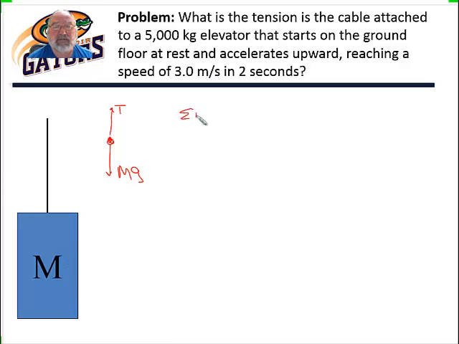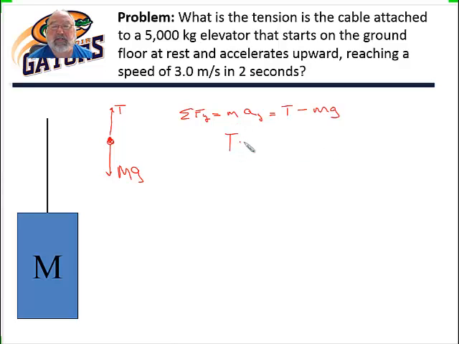Sum of the forces in the y direction is equal to the mass of the elevator times the acceleration of the elevator in the y direction. And that's equal to forces up minus forces down. And we're looking for the tension. So I'm going to rearrange my equation here.